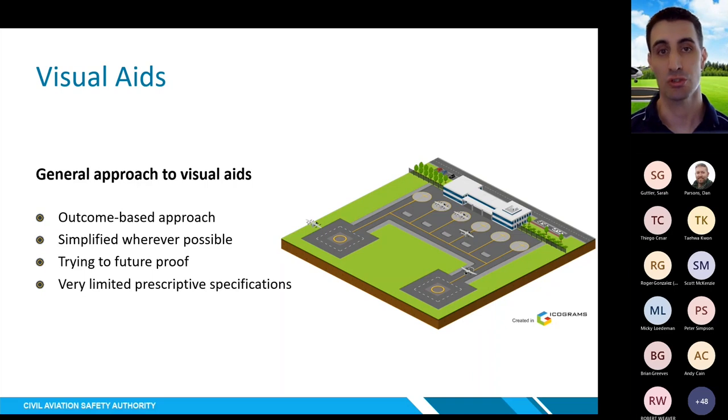Secondly, we wanted to try and future-proof the guidance as much as we could. We know that things are going to change in this developing AAM space, so we had to consider that. Most importantly, wherever we could, we wanted the specifications to be outcome-based. As such, only where we felt it was really needed have we used descriptive specifications, so where there are things like a colour or a line width.